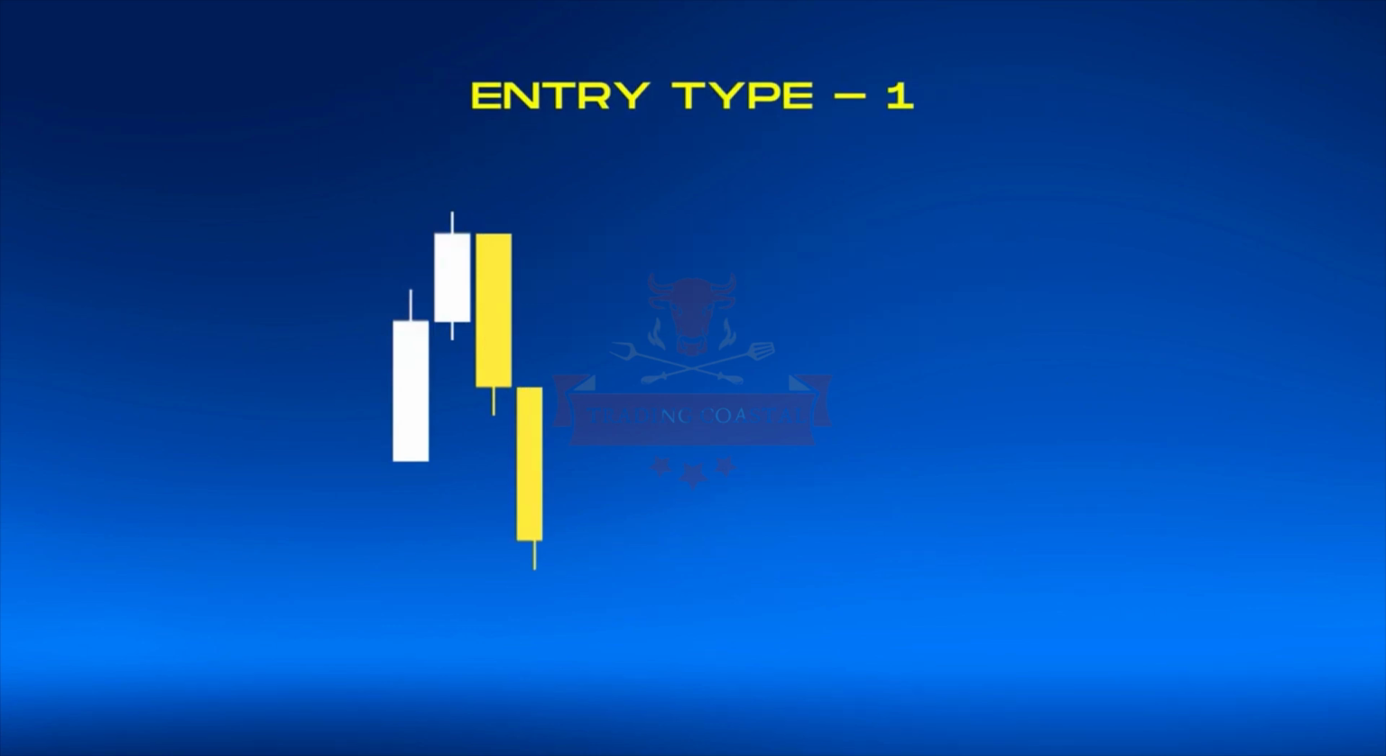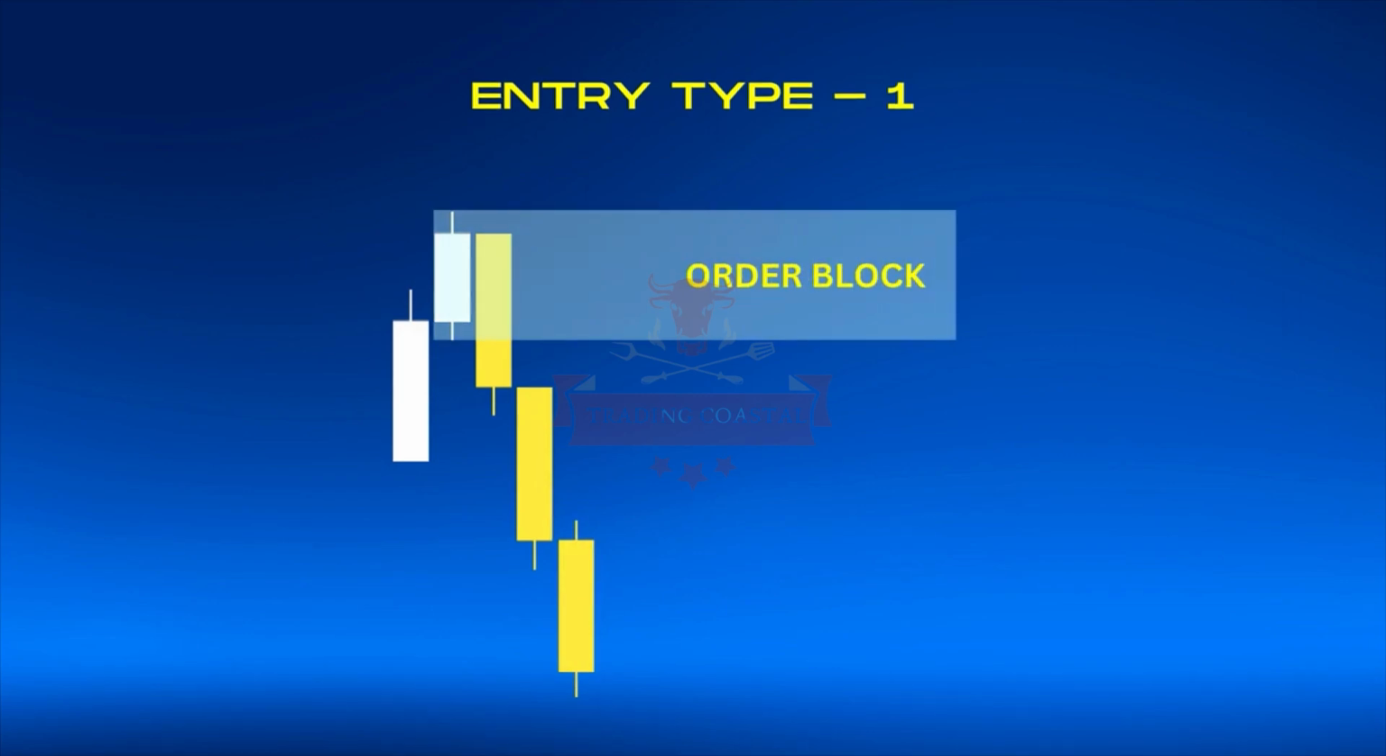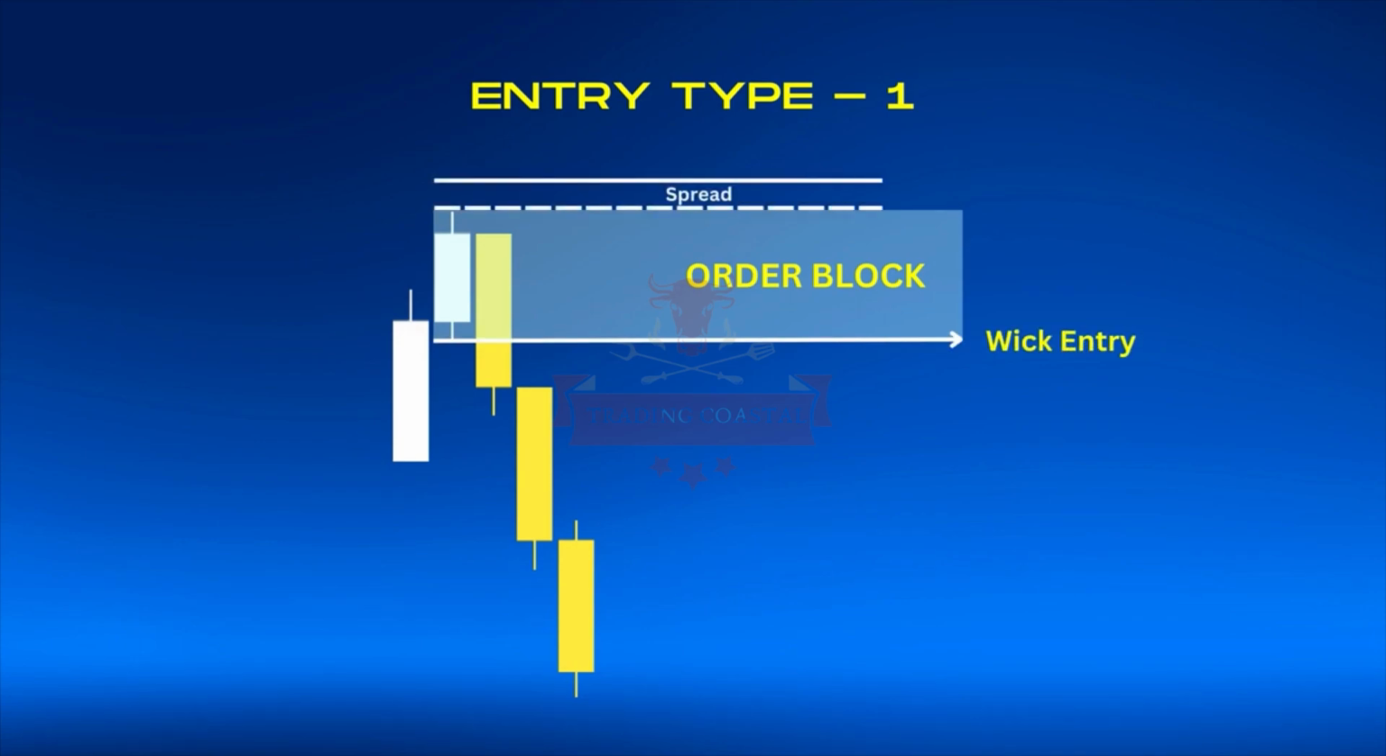The first entry method involves using the wick to execute trades. In this type of entry, after identifying a valid order block, we place buy or sell order directly on the wick. In the case of a sell position, we will place a stop loss of spread size above the higher wick of the order block.